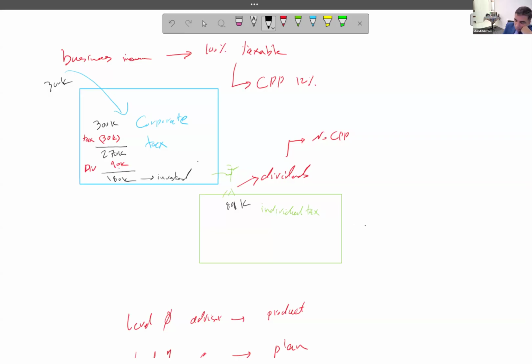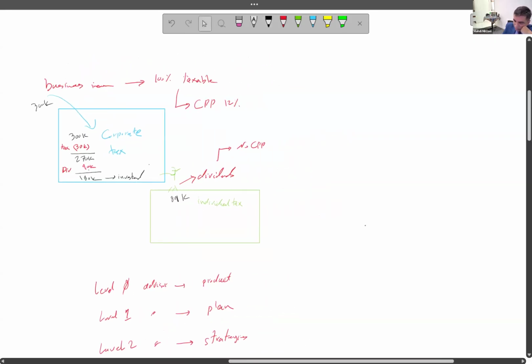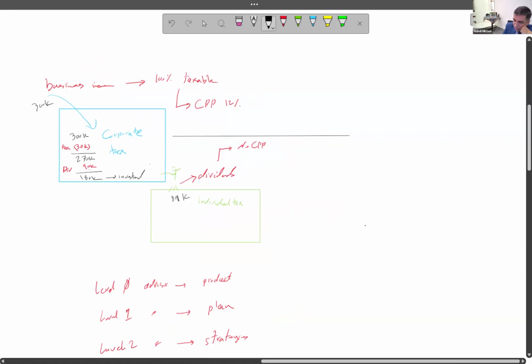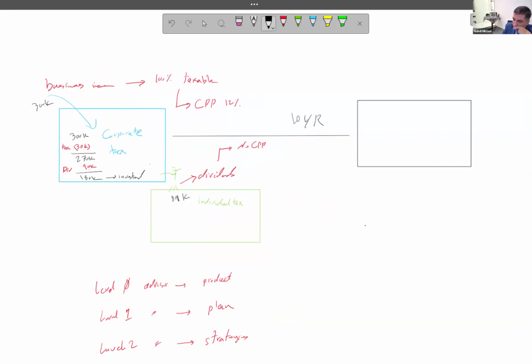Okay, so what are they going to do? Let's say over 10 years, the money that is in that one is $1.8 million. Make sense? Good. Now, this guy can sell the shares of the corporation to their next generation.